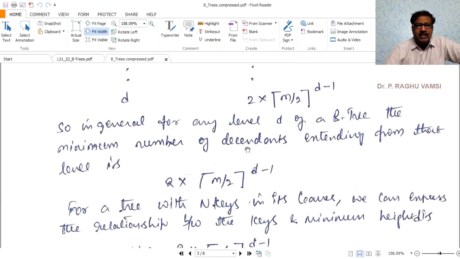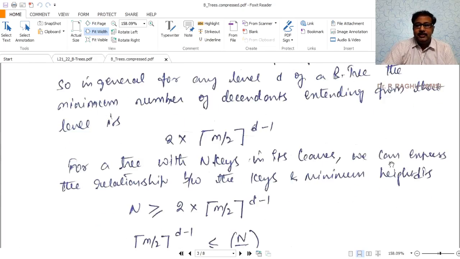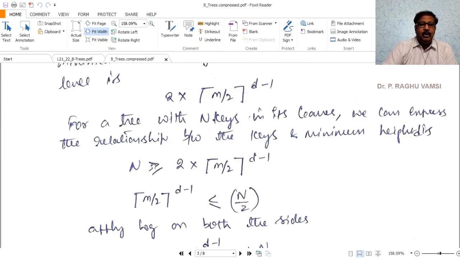Whenever these minimum numbers of descendants are there, obviously these descendants are formed with the number of elements that you are inserting. So that is the reason for a tree with n keys in its leaves, we can express the relation between the keys and the minimum height: the number of elements n is greater than or equal to. Why greater than or equal to? We have not considered the number of elements in the root. We have taken it at the leaf level, that is at the depth d. N is greater than or equal to 2 into m by 2 to the power d minus 1.